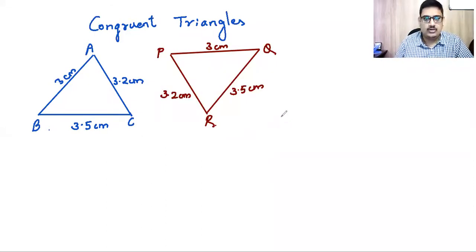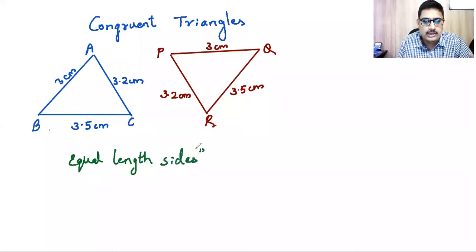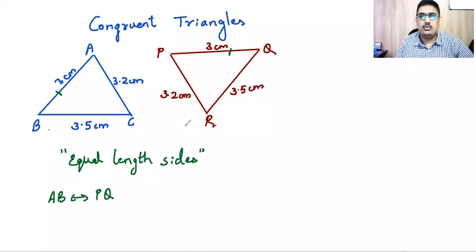Now, to observe the congruency part, what should I look for? Can anybody say what I should look for? I should look for equal length sides, and I should start making markings on them. So how do I do that? AB is corresponding to which side here? AB is corresponding to PQ, as AB and PQ both are equal in length. So I will make a single marking, indicating AB equal to PQ.